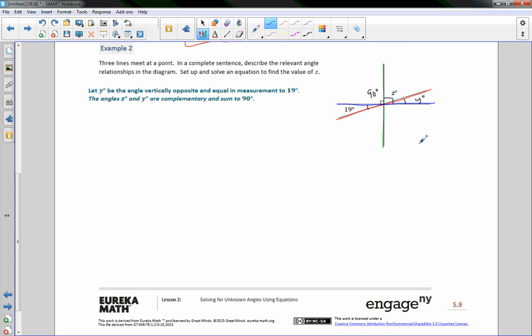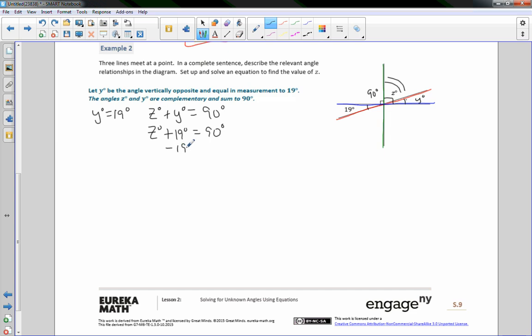And when I say all 4, I'm talking about ignoring the red line. So the green to the blue is 90 degrees, and that's made by these 2 angles, Z and Y. So the first thing I would say is y degrees equals 19 degrees because vertical angles are congruent. And then I would say z degrees plus y degrees, that's this angle here and this angle here, is equal to 90. They are complementary angles. And I know y is 19, so I'm going to substitute that in.